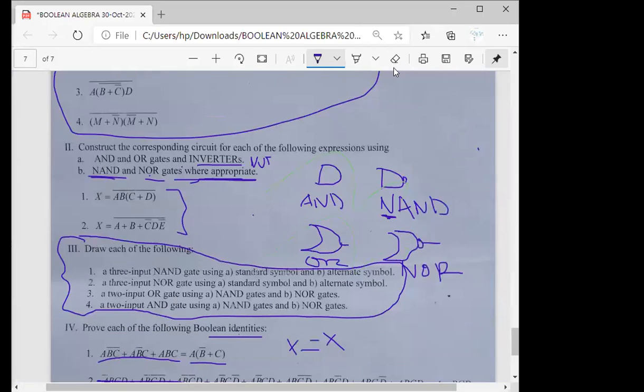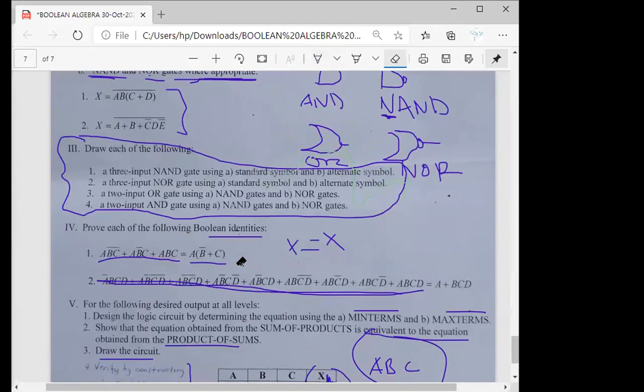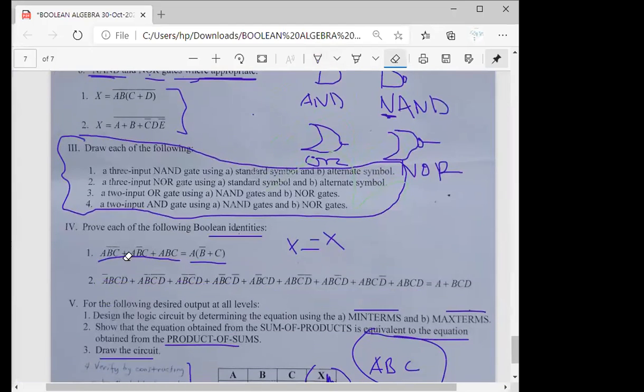Excuse me, sir. Yes. The truth table that you've told us to draw on the last part. Yes. Yes.